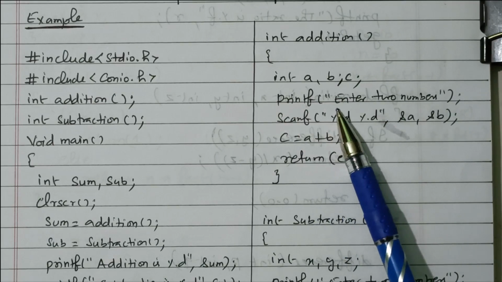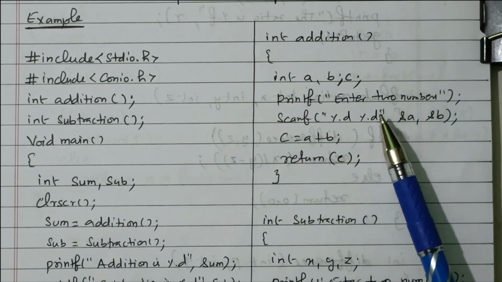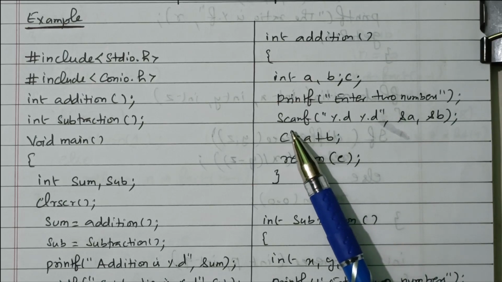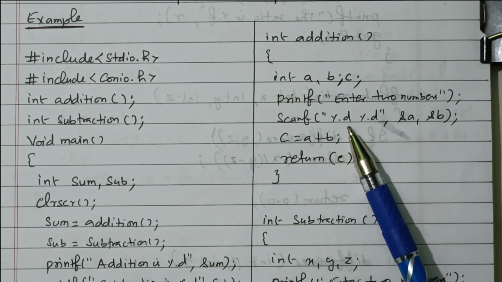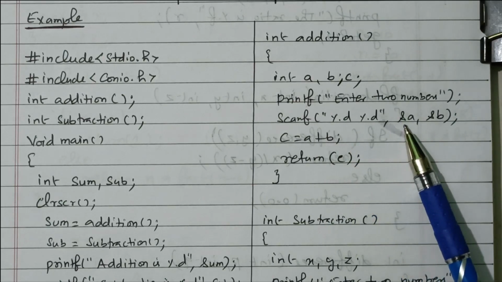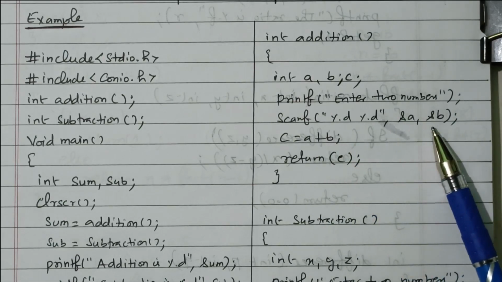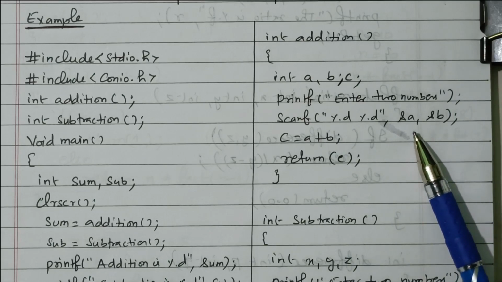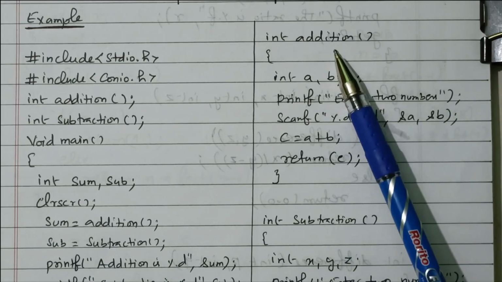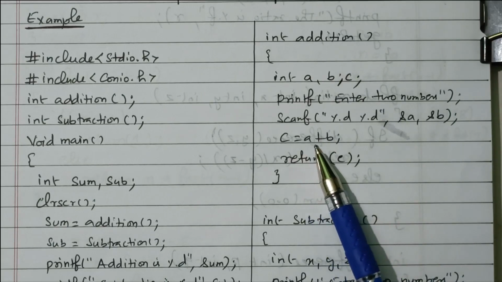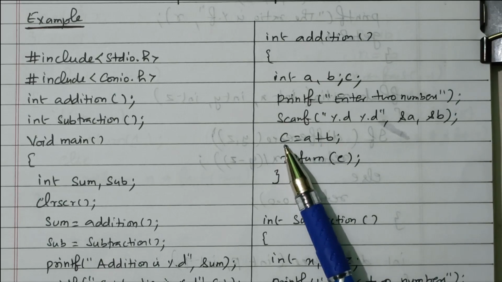So we ask the user to enter two numbers. Printf enter two numbers. So the user will enter two numbers using scanf. We can scan the numbers. Percentage D indicates the integer value. And &A and &B means address of A, address of B. The entered number will store in address of A and address of B. So our aim is to add this number. So C equal to A plus B. Two numbers are added and stored in variable C.